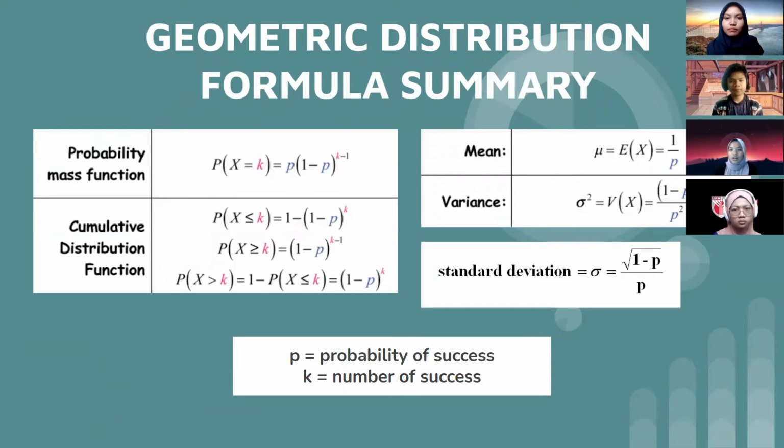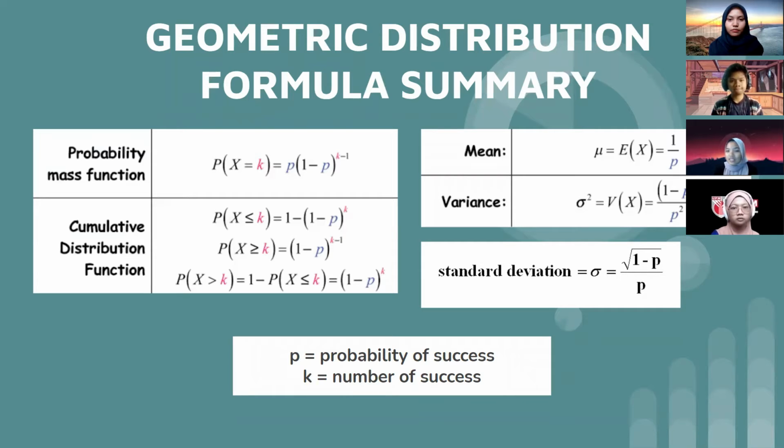Okay, so now I'm going to present the geometric distribution formula summary. First, we have the probability mass function, which is P(X = k) equals P times (1 minus P) to the power of k minus 1, where P is the probability of success and k is the number of trials. 1 minus P is Q, which is the probability of failure. Then we have the cumulative distribution function.